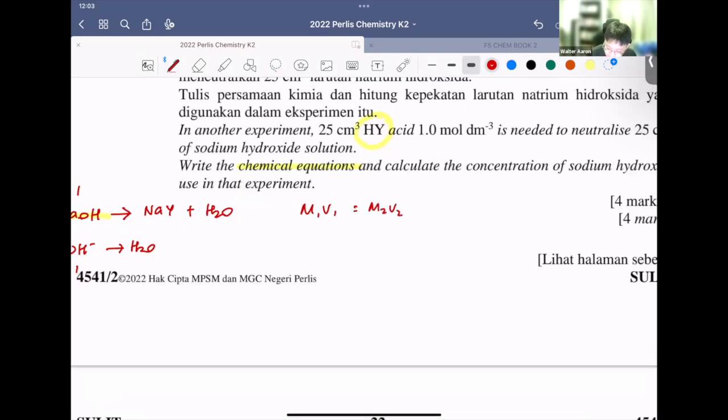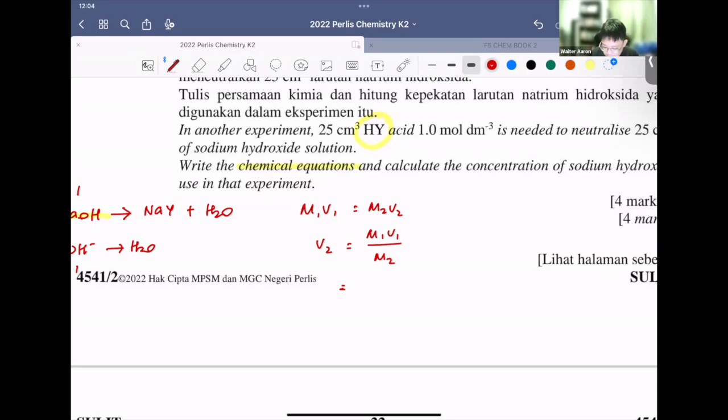Right now what we're going to find out is V2, so make V2 the subject. That would be M1 V1 divided by M2. Although this formula is exclusively used for dilution of solution, in this case, because it is a 1-to-1 ratio, we can actually use it directly. Technically illegal, but it's a shortcut for us to get the answer, I will say that.